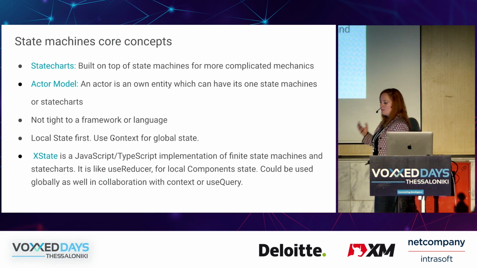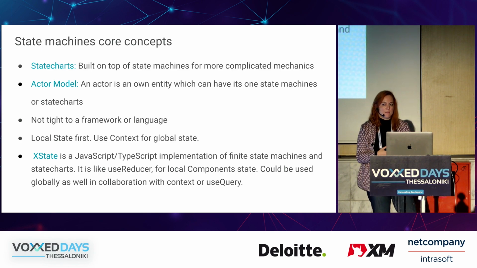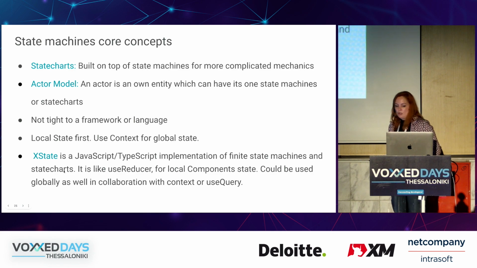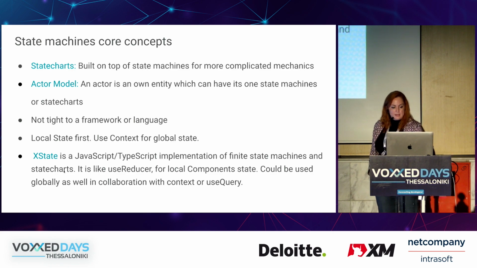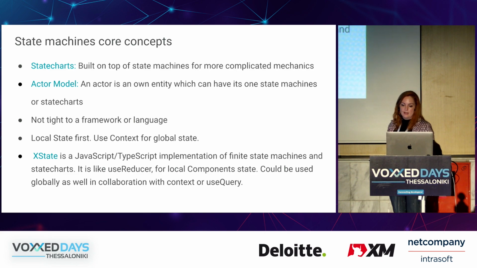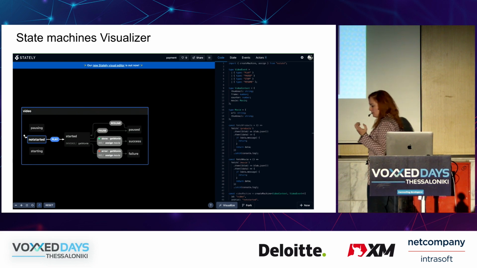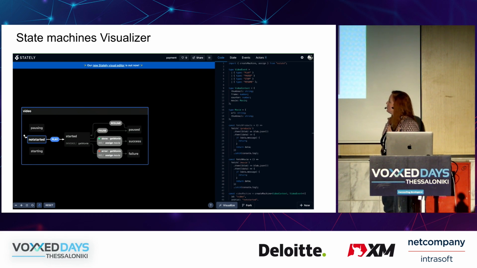states. And there are some workarounds for how we can improve the context API, because if we remember, context API is not very good in terms of performance because it re-renders every time the data changes. But there are also workarounds for that. And XState is the JavaScript TypeScript implementation of state machines and state charts. It's like useReducer for local component state and could be used globally, as I said, in collaboration with context and useQuery. What's great in this state machines world, they have a visualizer.